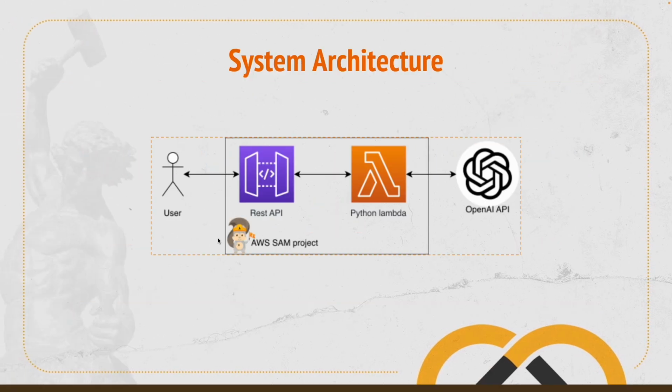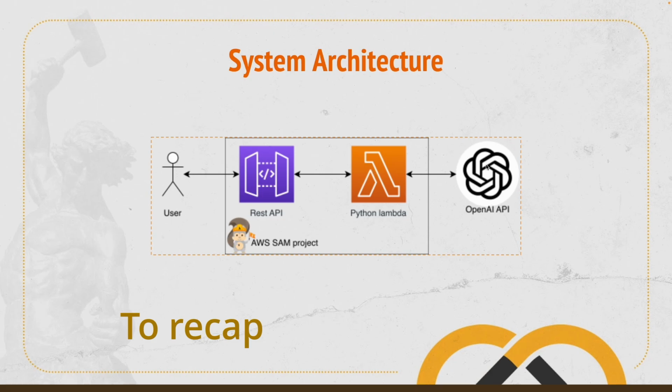And this is going to be our architecture. So first of all, our user is going to communicate with our REST API, and the REST API will communicate with our Python Lambda code, and the Python Lambda code will communicate with the OpenAI API. So the user will send a message to the REST API, the REST API will forward the message to our Python Lambda application, and our Python Lambda application will forward the message to the OpenAI API.